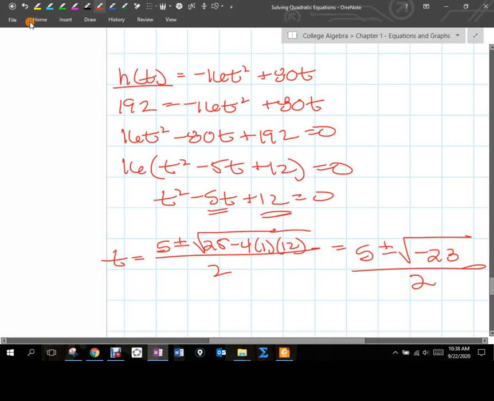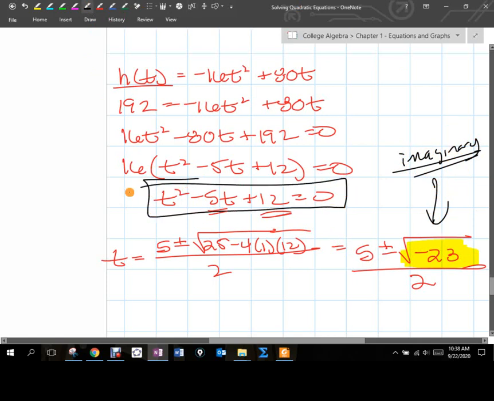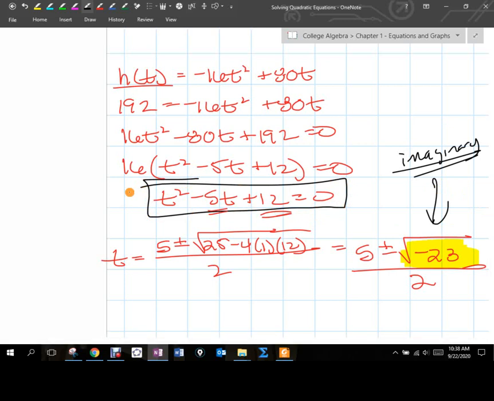Negative 23. What does that negative 23 tell me? Imaginary, meaning I have no real solution. So now here's the question. That is actually the solution to that equation. It is, when does the parabola t squared minus 5t plus 12 cross the x-axis? That's not the same as the question, when does negative 16t squared plus 80t cross the line 192? Does that make sense, everybody?